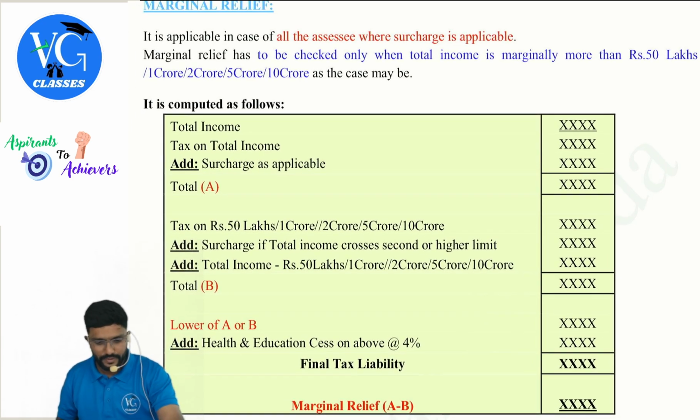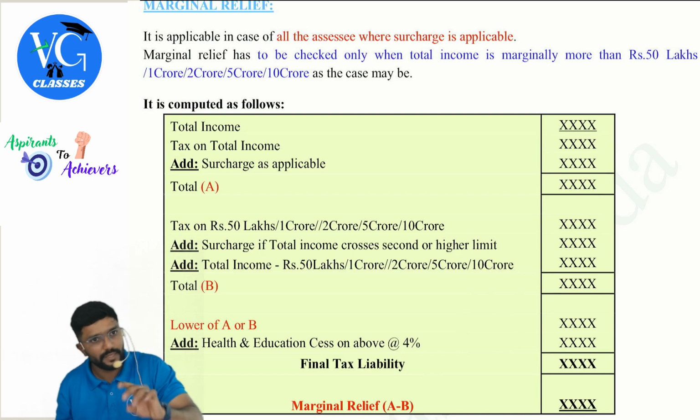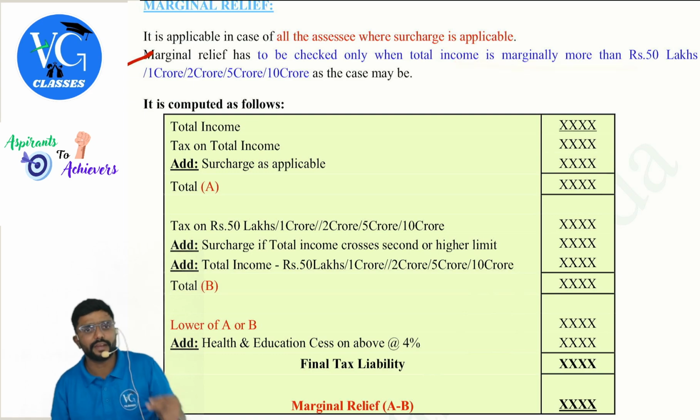Let us see. It is applicable in case of all the SSC where surcharge is applicable. But is it applicable always when surcharge is applicable? No. Marginal relief has to be checked only when total income is marginally more than the threshold limits, that is either 50 lakh, 1 crore, 2 crore, 5 crore, 10 crore, as the case may be.